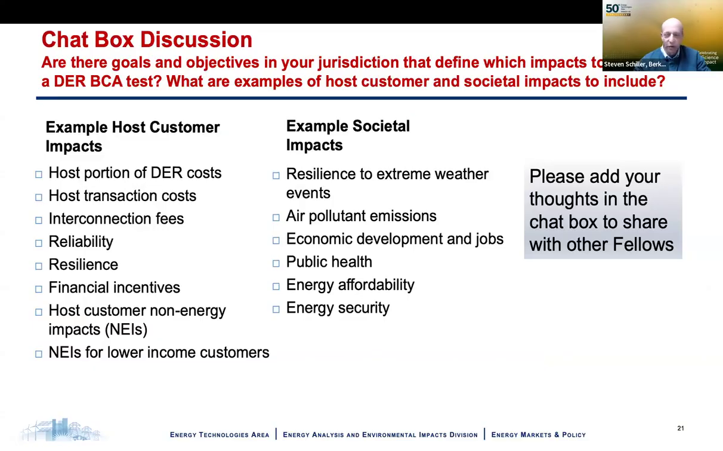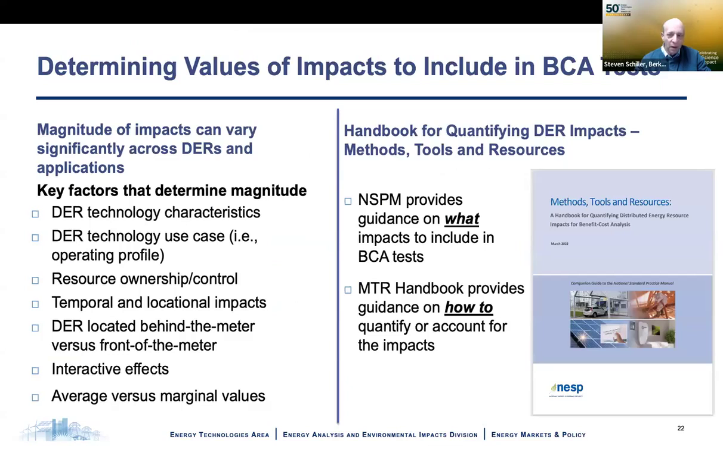We're getting towards the end, and I definitely want to do our example. But just things to think about is which impacts you want to be including and why they're important. And again, they're driven by your objectives. Determining the values for those is going to be an important part. As I mentioned, that's your phase 2 effort here. And fortunately, the NSPM has the methods, tools, and resources guidance for that. But the magnitude of those impacts can vary significantly across DERs and applications, and factors such as the technologies, of course, but also even who controls it, what time and location you're addressing have an impact on the value of those.